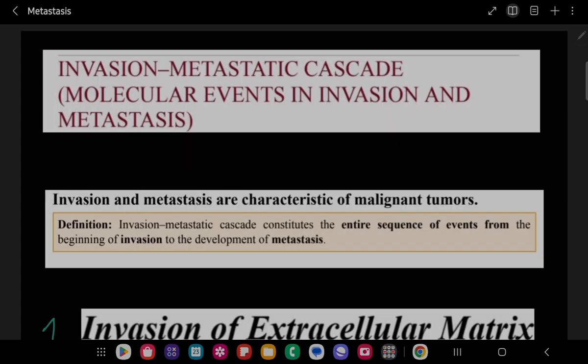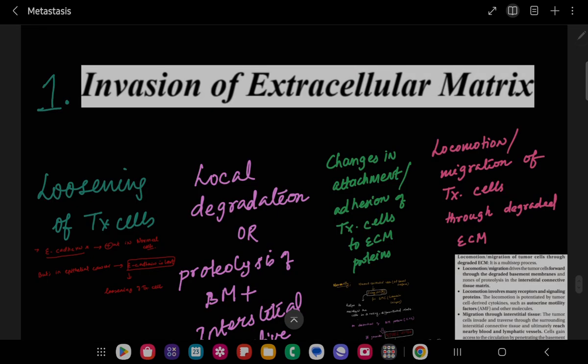Next. So this is what we are going to discuss now. Step 1, invasion of the extracellular matrix, right? We are dividing this into 4 groups. First is the loosening of the tumor cells. So we will focus on the loosening of the tumor cells.